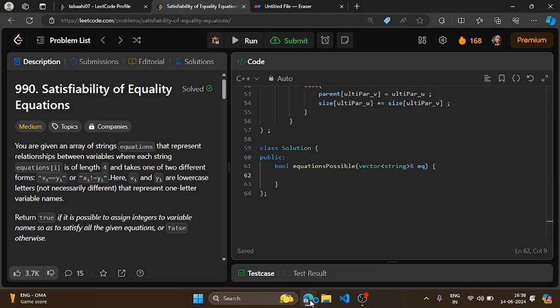Let's start with today's question. This is question number 990 of LeetCode, satisfiability of equality equations, right?